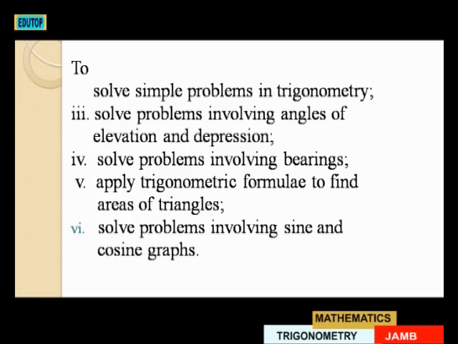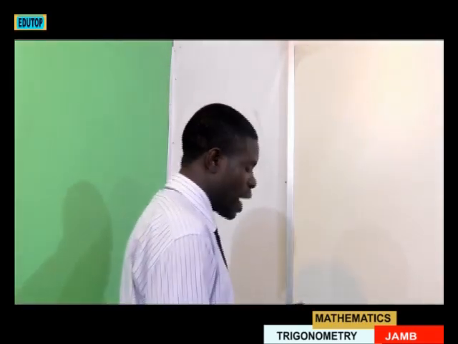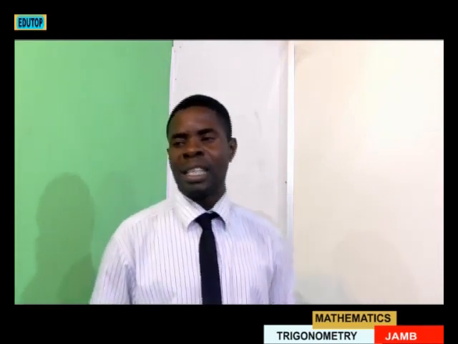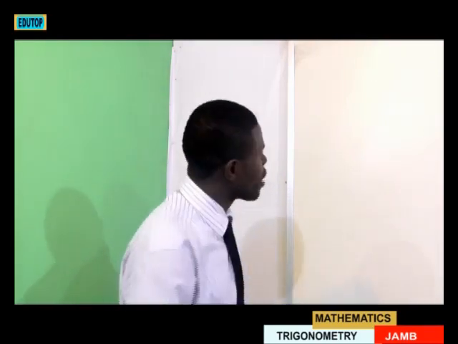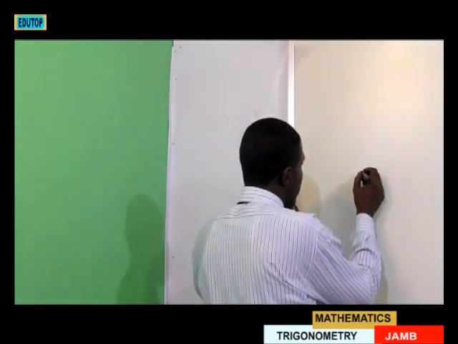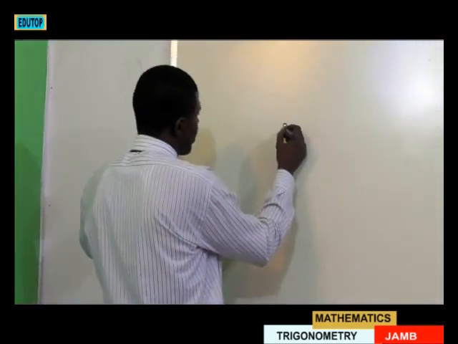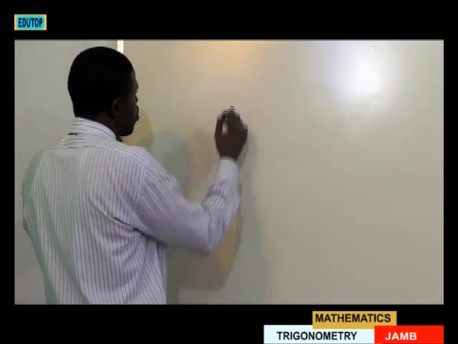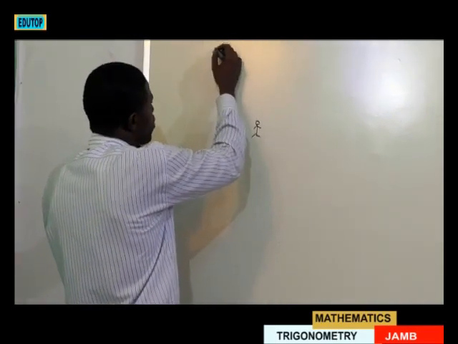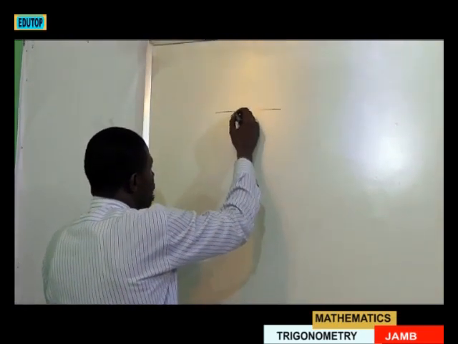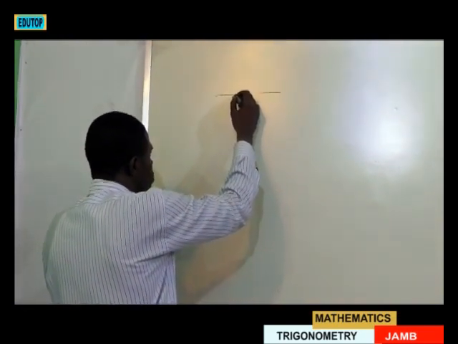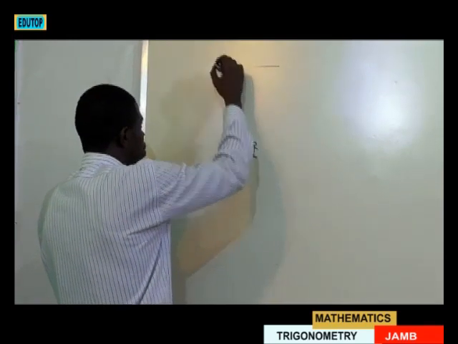Then point 3. Solve problems involving angles of elevation and depression. Remember, from our residual knowledge, we know that the angle of elevation is equal to the angle of depression because there is a line of sight separating the two angles. What am I saying? You have a boy somewhere here looking at a palm tree. Meanwhile, this is the horizontal level. So the angle of depression is usually somewhere around here, coming towards this end.